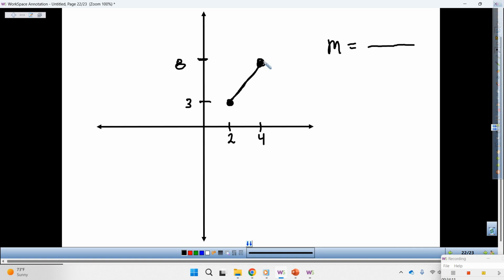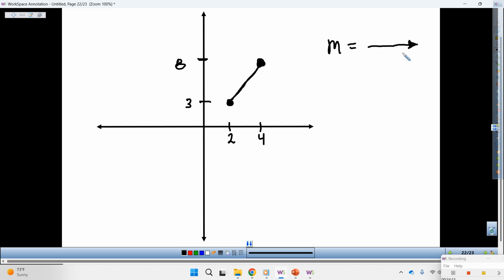Okay. So I first need to give directions from here to here, so that means I need to find the rise. Is that correct? So if I'm starting here, and I need to get to here, tell your neighbor how many steps. How many steps am I taking?